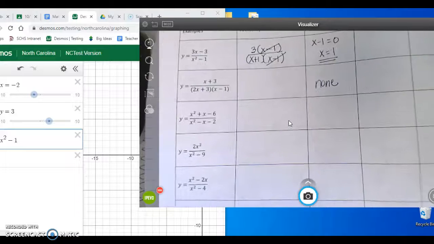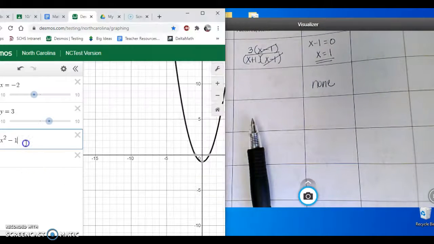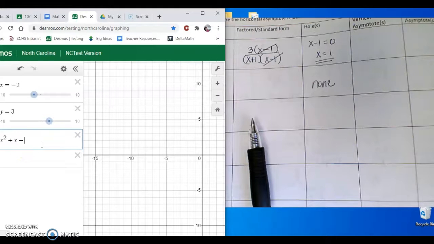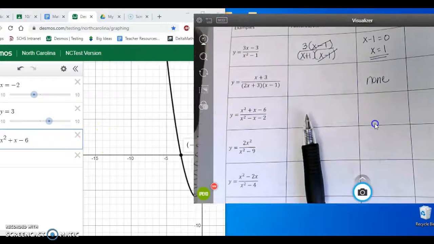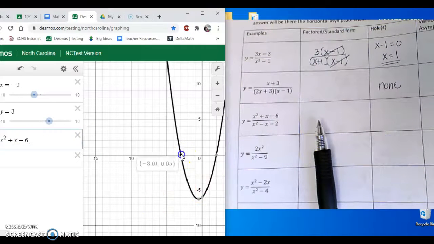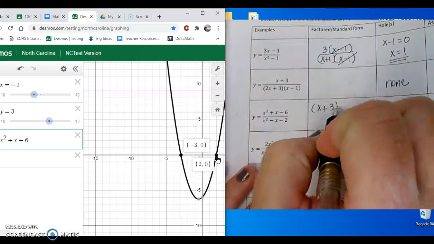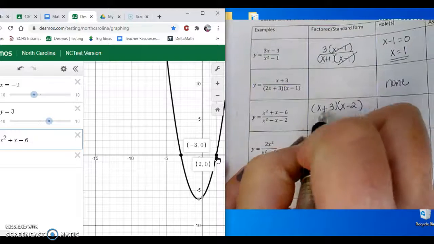All right, the next one. We're going to have to put this one in. So x squared plus x minus 6. So I got negative 3 and 2. Let me do that again, negative 3 and 2. So I know that the top is going to be x plus 3, x minus 2.